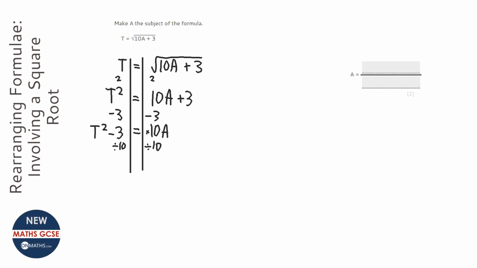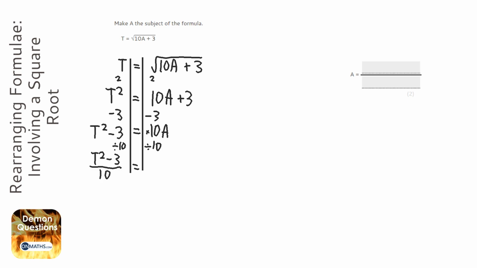Now I could divide the t squared by 10 and the 3 by 10, or I can just write it as a fraction, which is a lot easier. So just put the whole thing over 10. So therefore a equals t squared minus 3 over 10.